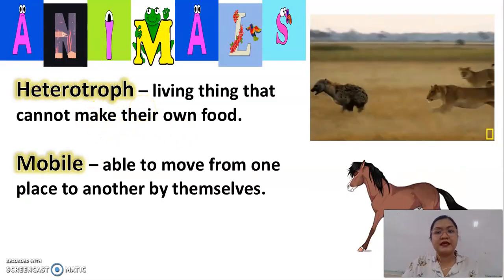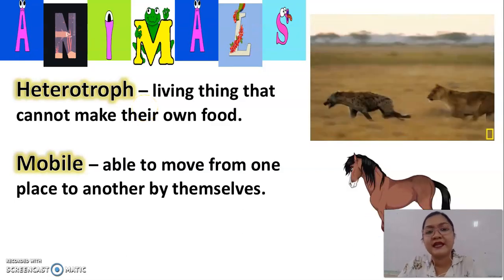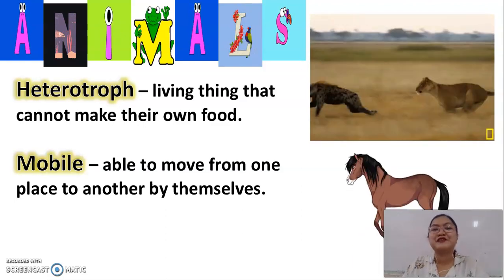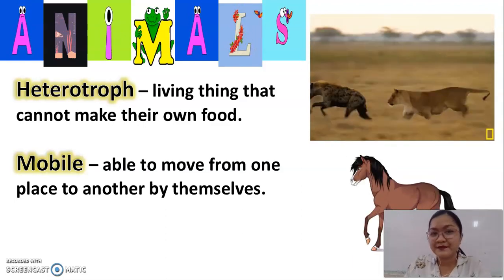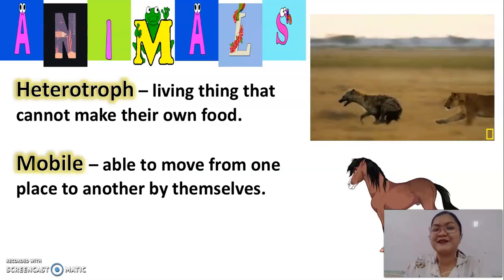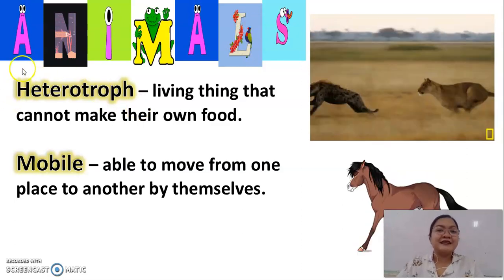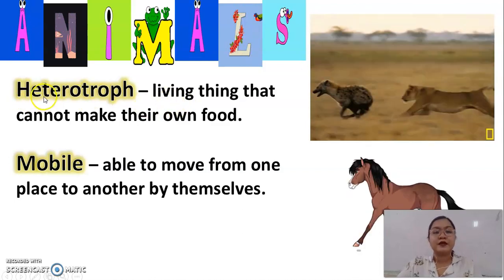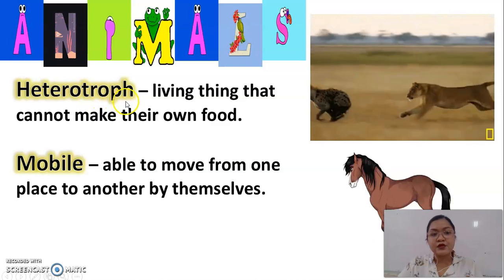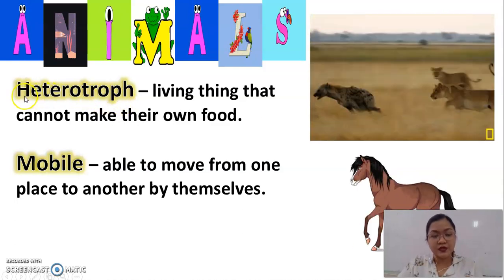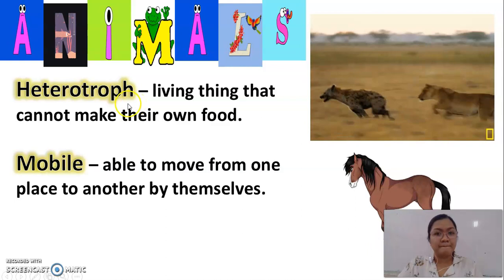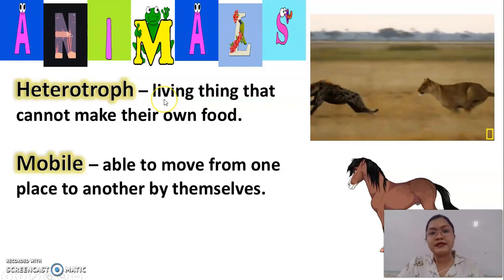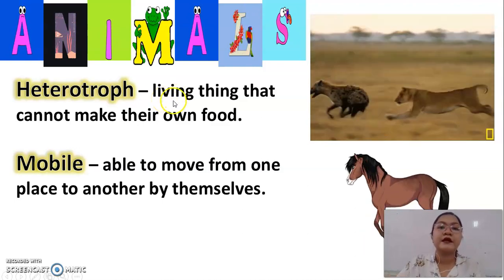Okay, next. Number 2, we have animals. Okay, when we say animals, what is an animal? Very good. Can you give teacher your favorite animal? Okay. When we say animals, these are the living things that we call as heterotroph. Okay, can you read with teacher? Heterotroph. Very good. So when we say plants, they are the autotrophs, and when we say animals, they are the heterotrophs.